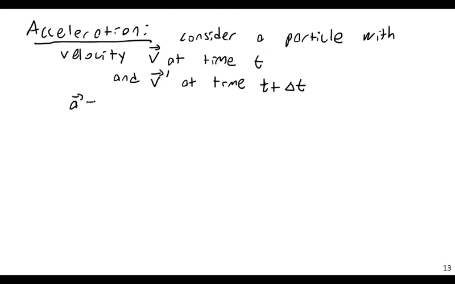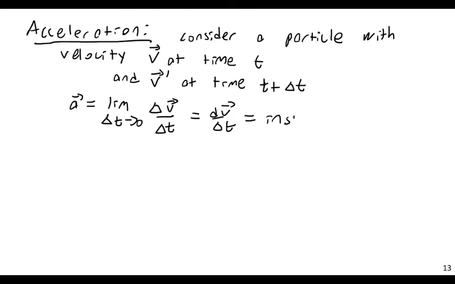Fundamentally, an acceleration vector is going to be the limit as delta t approaches 0 of delta v over delta t, which is equal to dv dt. And this is instantaneous acceleration, which is a vector. We can find the magnitude of this if we wish, but we usually don't give it a special name like we do the magnitude of velocity, which is speed.